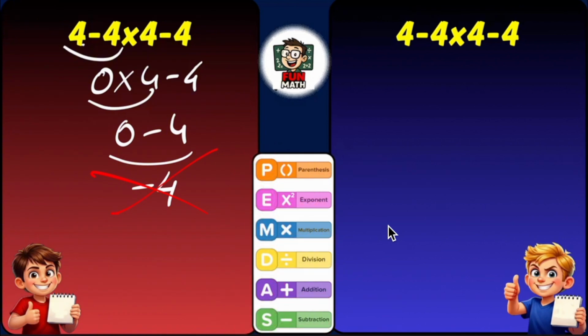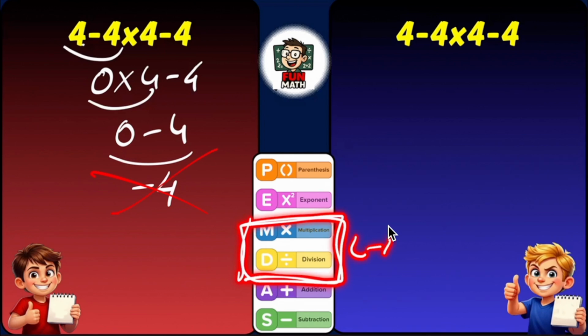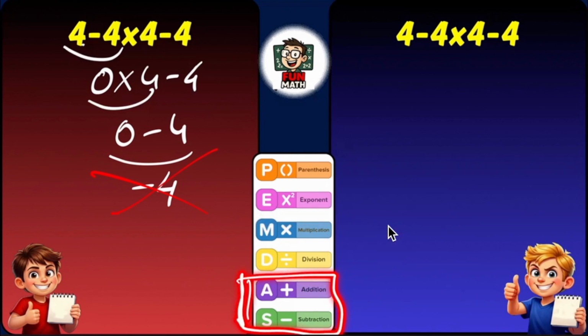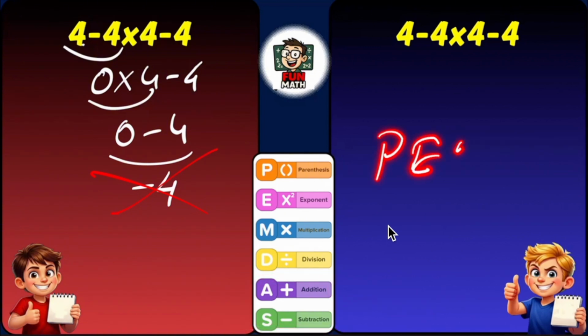Okay, here we have another rule. There is no order between multiplication and division. Operations are done from left to right. Similarly, there is no order between addition and subtraction; they are done from left to right. Okay, repeat: parenthesis, exponent, multiplication and division, addition and subtraction.